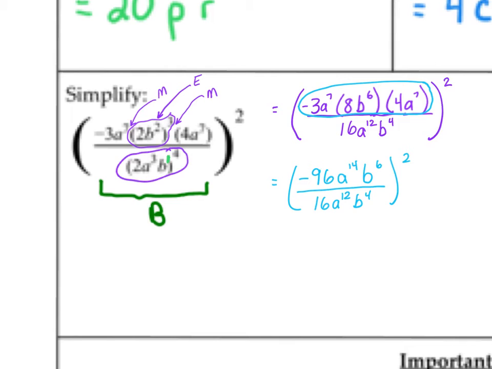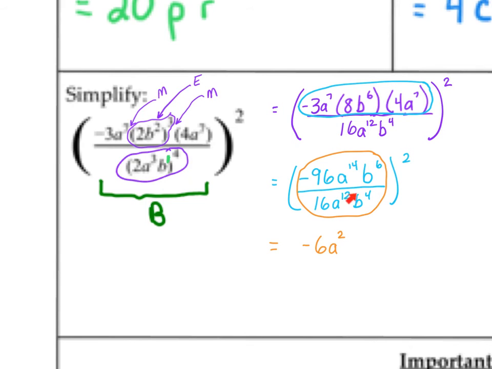The next step is to divide the numerator and the denominator. So when you divide, you're going to be dividing the coefficients. So negative 96 divided by 16 is negative 6. So this is what we're doing here. We're dividing these terms. And for the a's, we're going to be subtracting the exponents. For the a's, same base of a. This exponent is 14. This exponent is 12. So when you subtract those exponents on the a's, you get a to the 2.